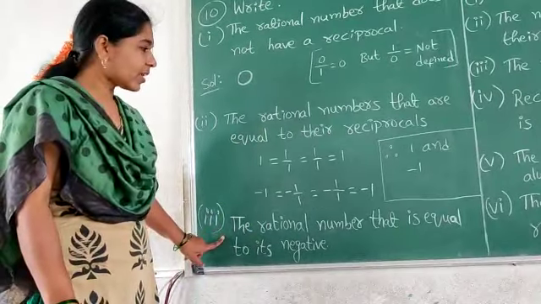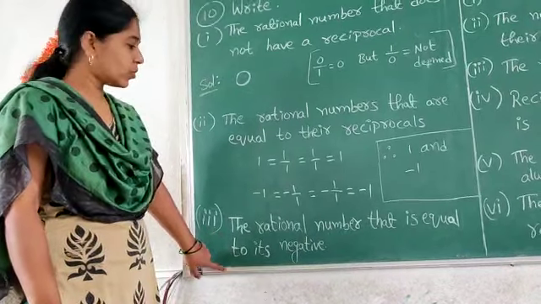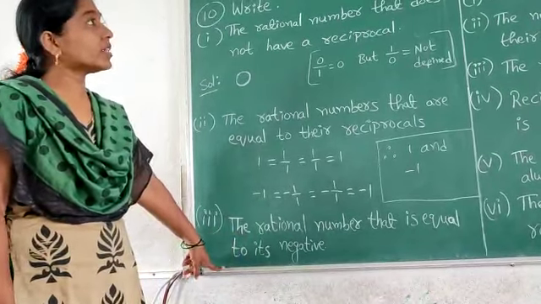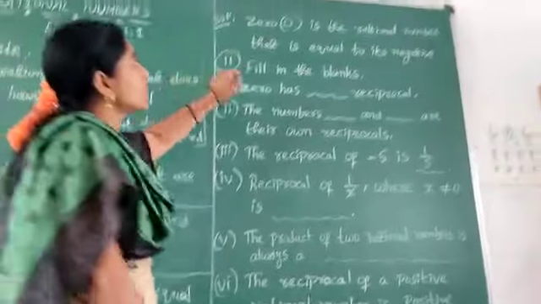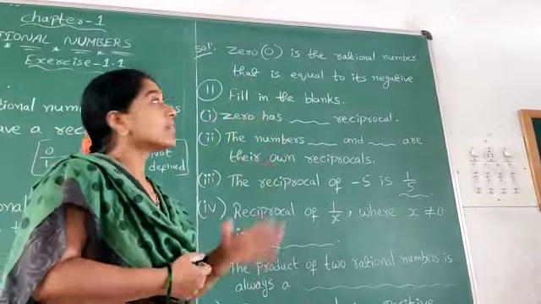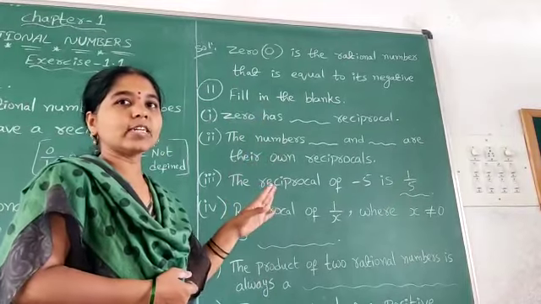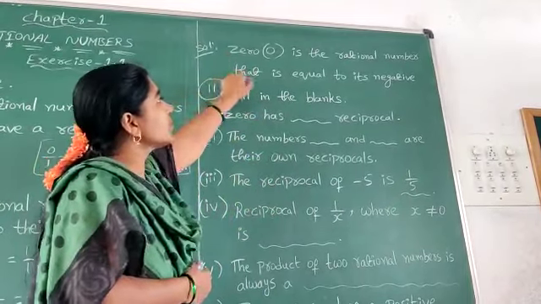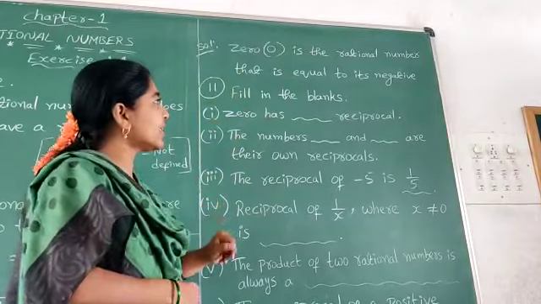Next one, the rational number that is equal to its negative. Which is the rational number that is equal to its negative? Here it is 0. 0 is the rational number that is equal to its negative. Why? Because 0 is neither positive nor negative. For that reason we consider 0 the rational number that is equal to its negative.